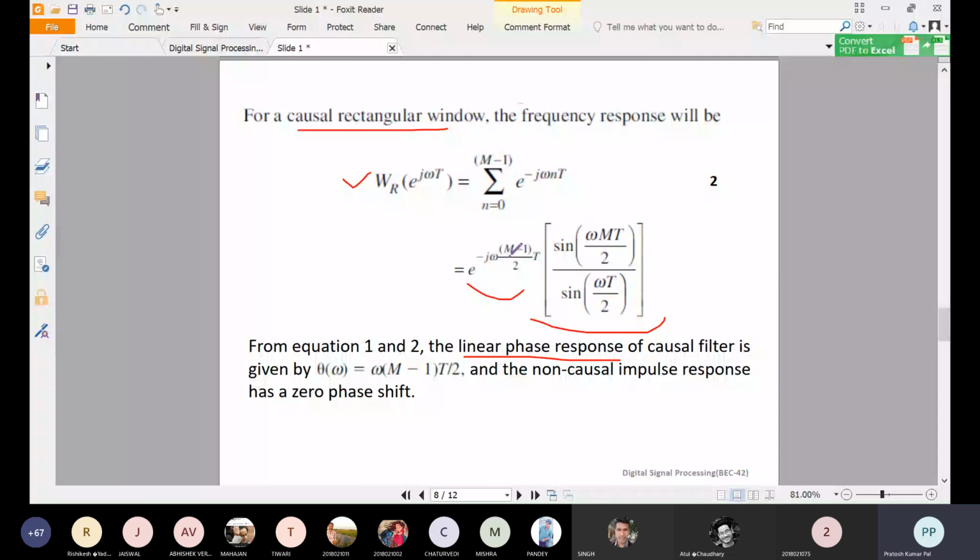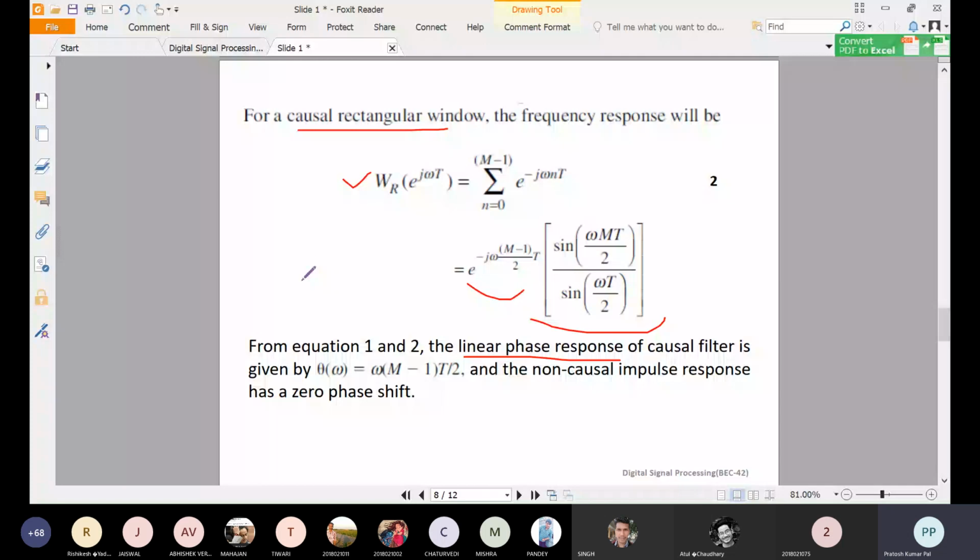If we are going to calculate the phase, it will be defined by e to the power j theta. So this theta will be equal to omega into (m minus 1)/2 into t. So theta, that is phase, is directly proportional to omega, that is frequency. So it is a linear phase response. Okay, so any system having a linear phase response is considered to be a stable system. If it is a stable system, it will be a causal system, and that can be implemented, that can be realized physically.